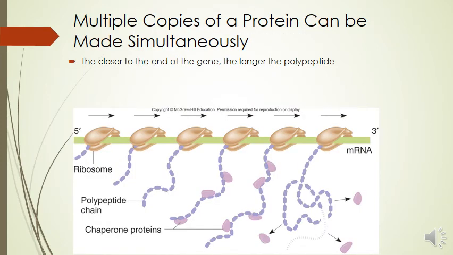This portion here shows that several ribosomes can simultaneously translate a protein from a single messenger RNA. These ribosomes hold different sized polypeptides. The closer to the end of the gene, the longer the polypeptide. Proteins called chaperones help fold the polypeptide.